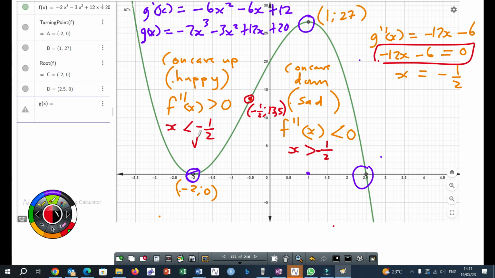Okay, so it's pretty straightforward. Only at the point of inflection is the second derivative 0. To the right or to the left, depending on the maximum and minimum turning point, the second derivative can be positive or it can be negative. Right? Any question there?